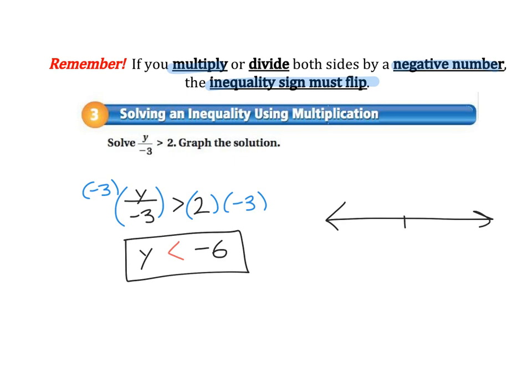And to graph it, here's negative 6, negative 5, and negative 7. We use an open circle because it's just less than. It's not less than or equal to. And since it is less than, that tells us that we want the numbers that are smaller, so we graph to the left. So remember, if we multiply or divide by a negative number, the inequality sign needs to flip.